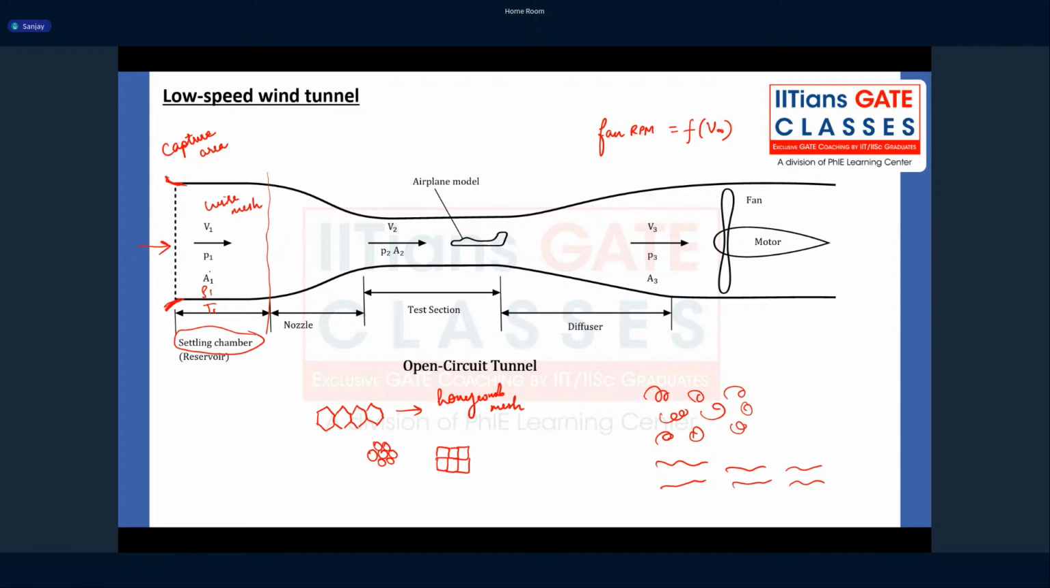So for an incompressible flow or for a low speed flow, a convergent duct acts like a nozzle. What do you mean by nozzle? Nozzle will accelerate the flow. Okay. So the flow that enters with the velocity v1 exits this nozzle with a velocity v2. Okay. And v2 is going to be higher than v1 because it is a nozzle, it is going to accelerate the flow.